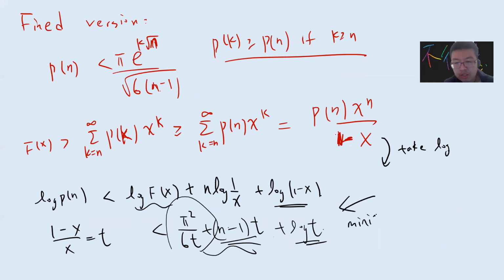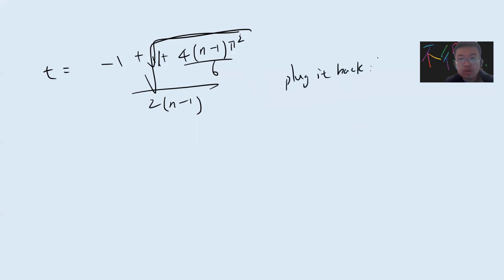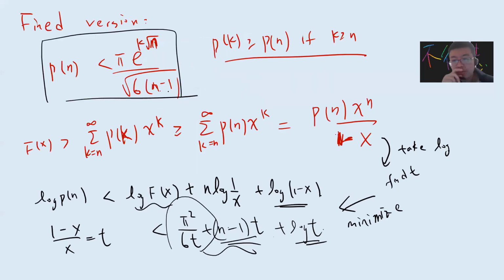Then you just do exactly the same thing: find t such that you minimize this function. With a simple calculation, you get t equal to the square root of (n minus 1) squared plus 4(n minus 1) pi squared divided by 6, minus (n minus 1), all divided by 2(n minus 1). Then you plug it back. This is just a simple calculation that I don't want to do, but you can get this finer version of the asymptotics.